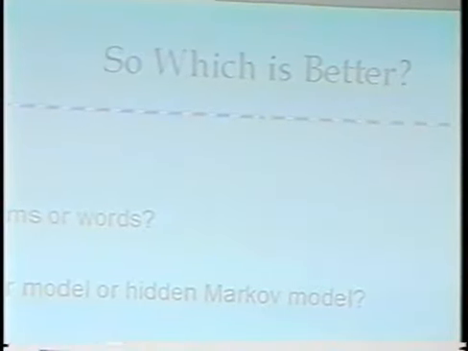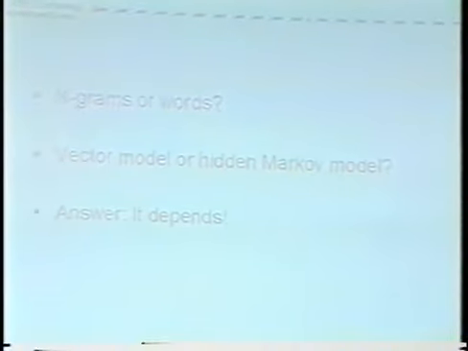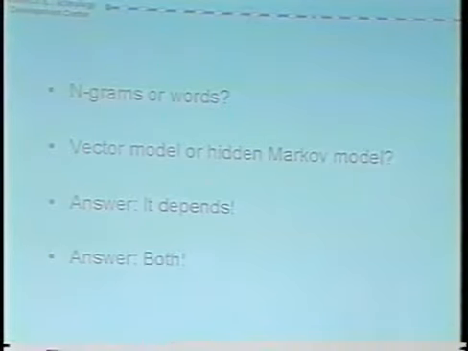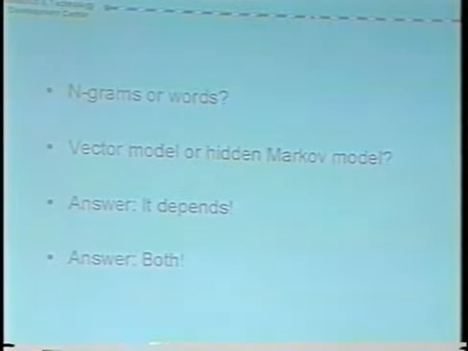So now we have the question, once again, which is better? N-grams or words, vector model or Markov model? The answer is it depends. But we really feel that for our purposes, the answer is both. That is, we find that by using both words and n-grams, and by using both a cosine measure and a hidden Markov model measure, we get results that outperform any single technique.